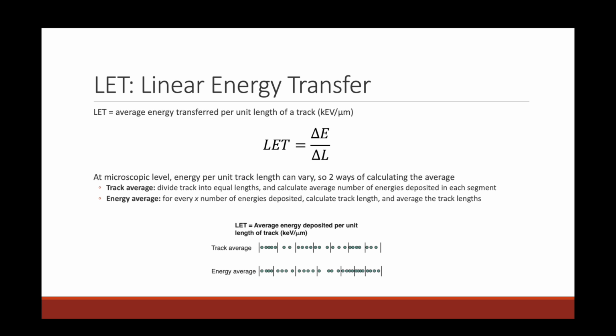So there are two different ways to calculate it, track average or energy average, and you're either averaging out the numerator or averaging out the denominator. But what is important to understand is LET is the change in energy over the change in length, and it's really the average energy transferred per unit length. Because it's an average, there are two different ways to calculate it. Track average, you average out the numerator. Energy average, you average out the denominator.